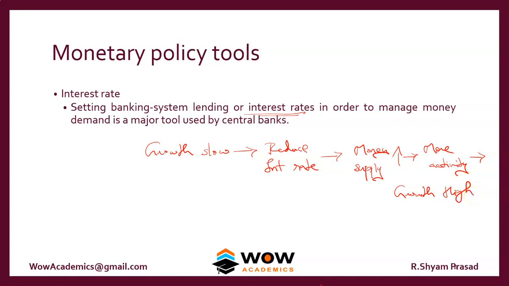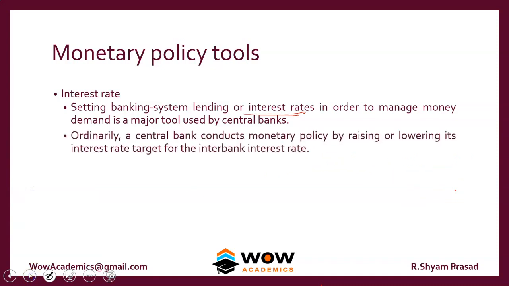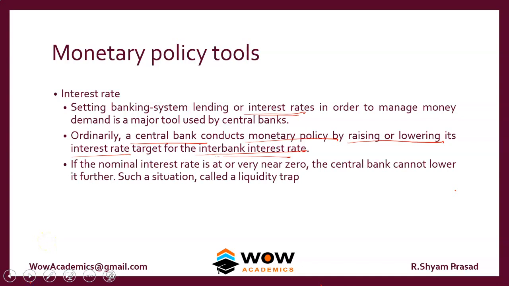So this is how the governments try to influence the growth of a country. It can also work vice versa. Normally the central bank is the custodian of the conduct of monetary policy. So they have the power to raise or lower the interest rate, and they can target a particular interest rate in a country.